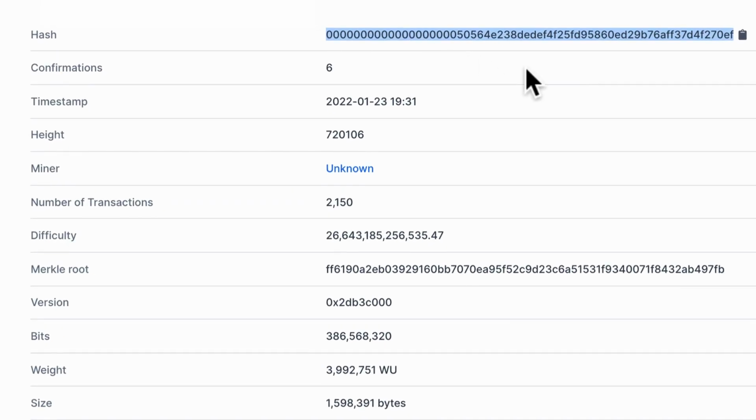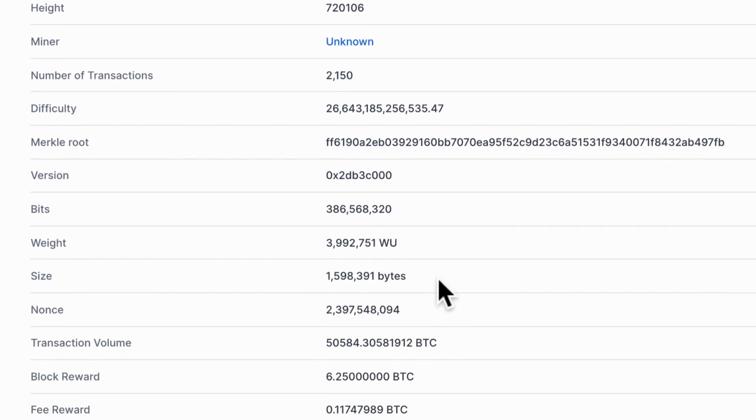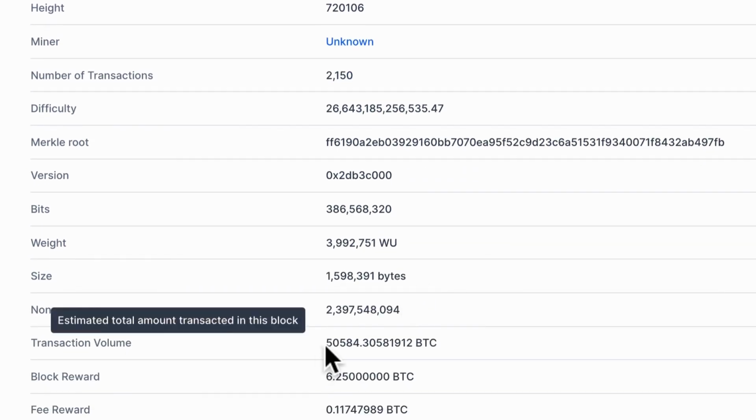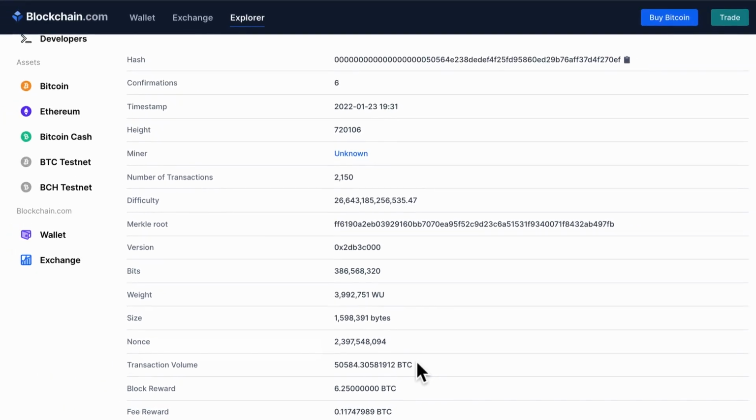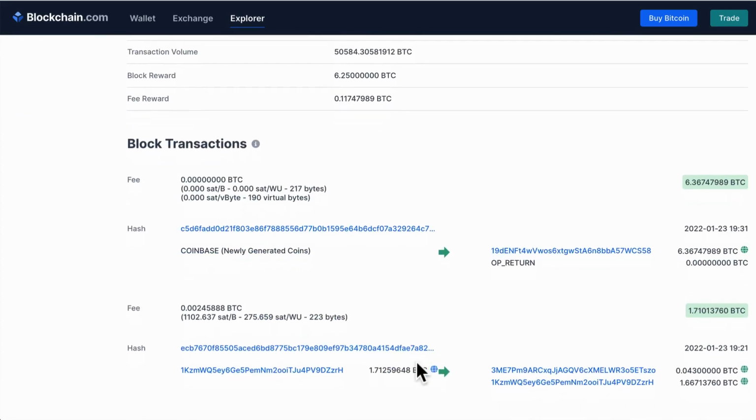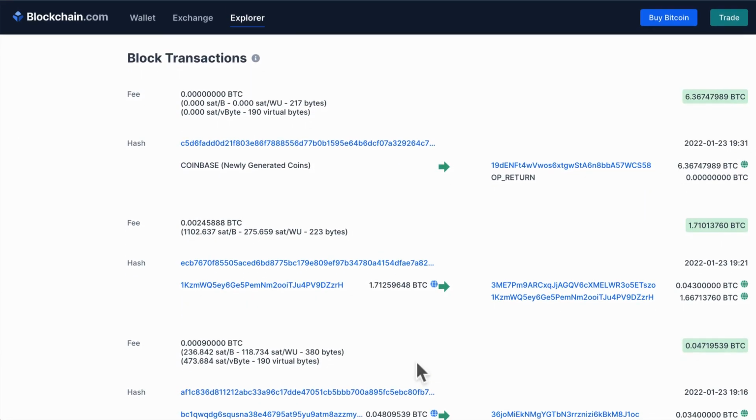Check it out. Just like we discussed, we can see that a block is about 1.5 megabytes in size for Bitcoin right now, and that in total, there were over 50,000 Bitcoins sent to and from different accounts as part of the transactions logged in this block. The transactions that we can see by scrolling further down.